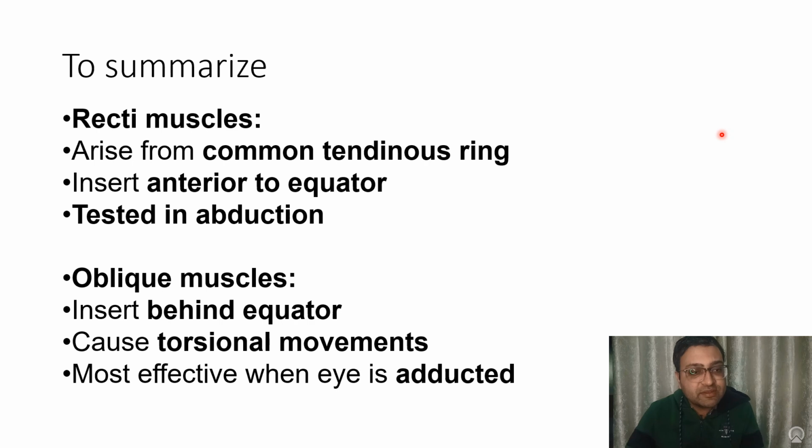So to summarize, recti muscles arise from the common tendinous ring. They insert anterior to the equator and they are tested in abduction. Oblique muscles insert behind the equator. They cause torsional movements, and are most effective, so they are tested in adduction.